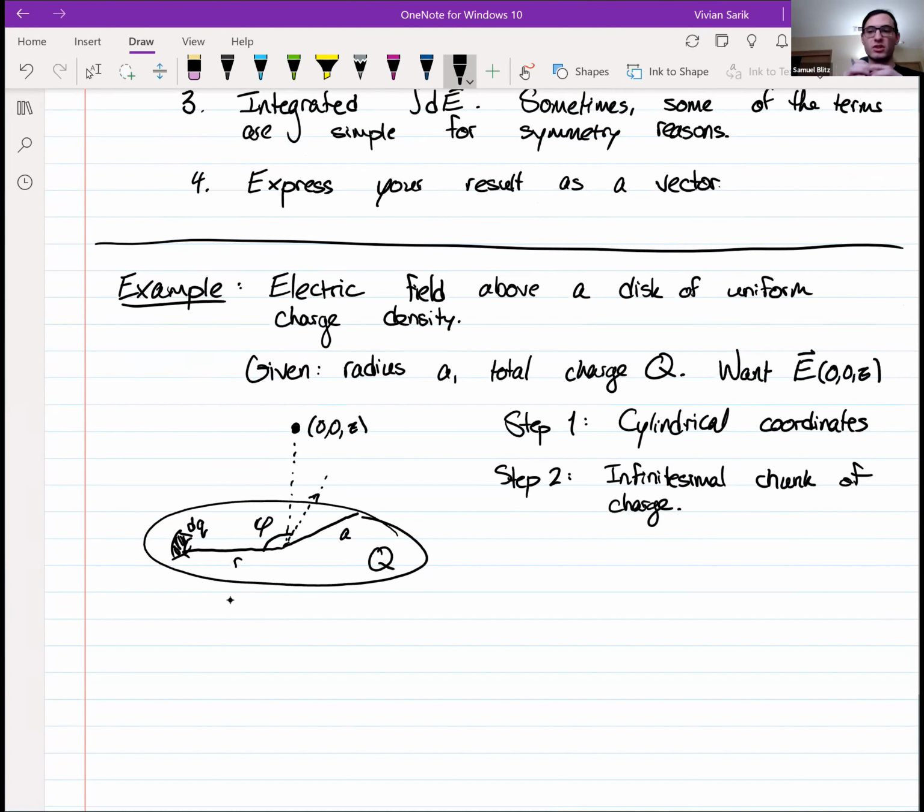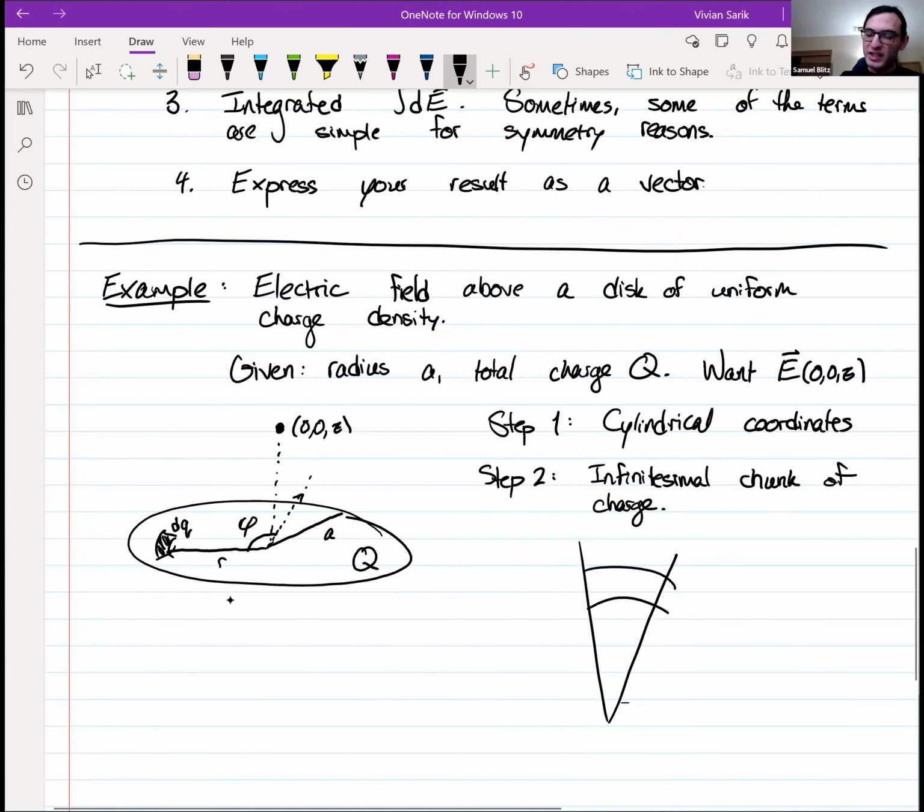So I'm going to draw a quick picture just so you can get an idea as to what the area of this small chunk of charge is. Here we have a small chunk of charge. This angle, that's d phi. What axis are we referring to? Sorry, this is like the x-axis, and this is the z-axis.